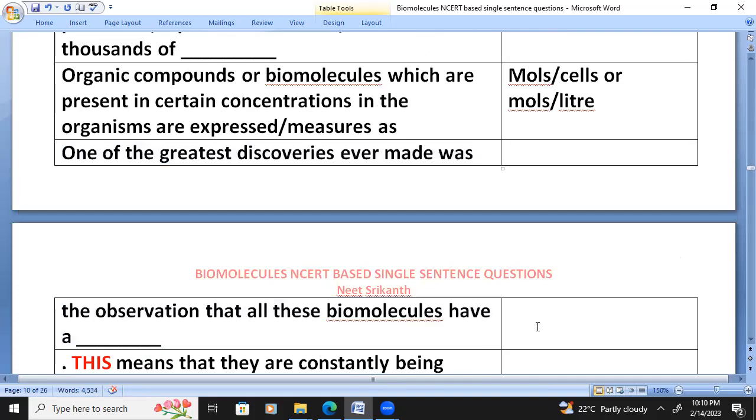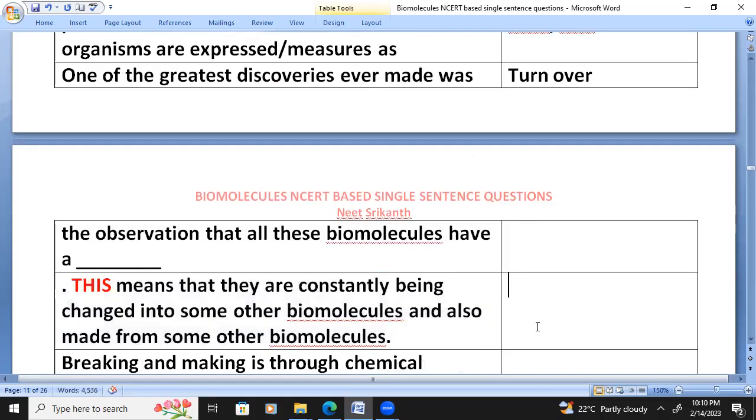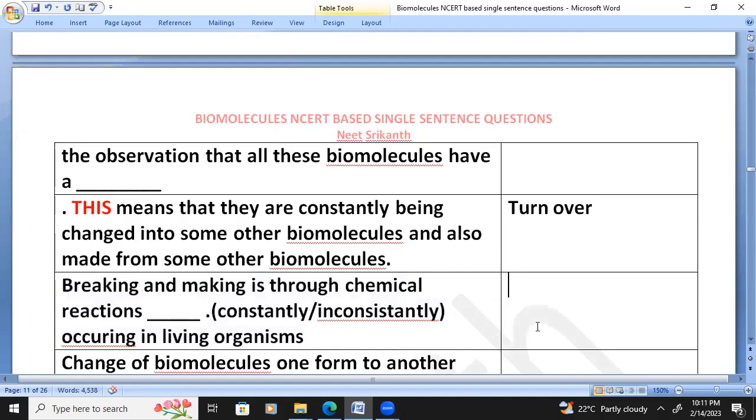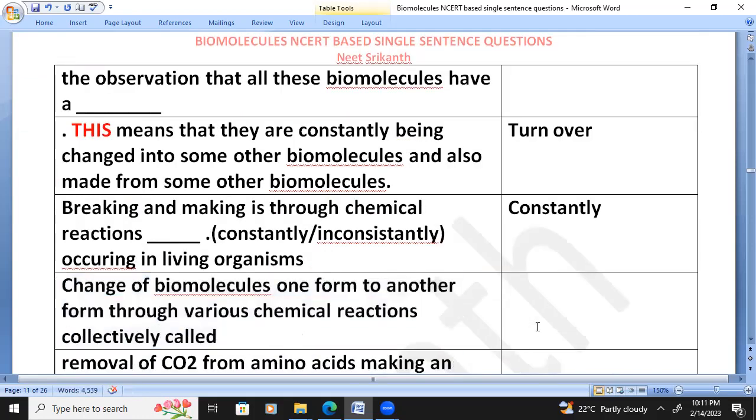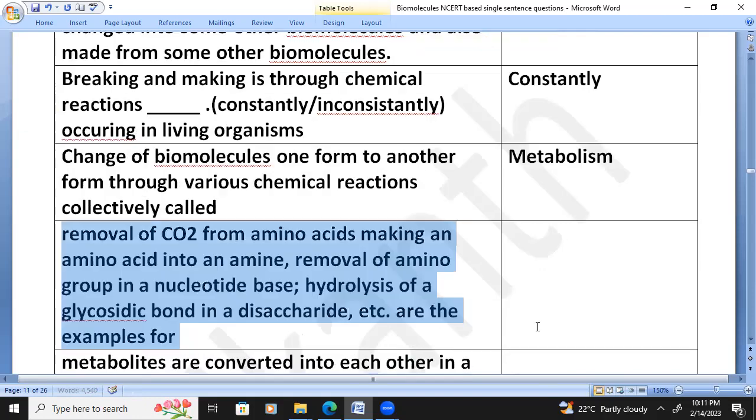One of the greatest discoveries ever made was the observation that all these biomolecules have a turnover. This means that they are constantly being changed into some other biomolecule and also made from some other biomolecule. Breaking and making is through chemical reactions constantly occurring in all living organisms. Change of a biomolecule from one form to another form through various chemical reactions is collectively called metabolism.